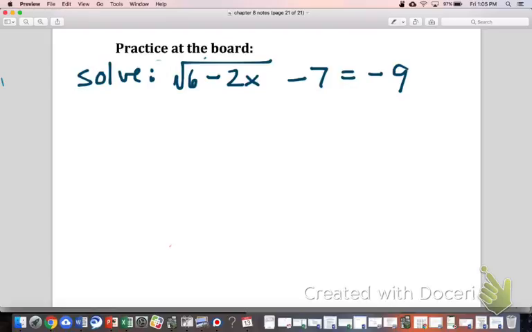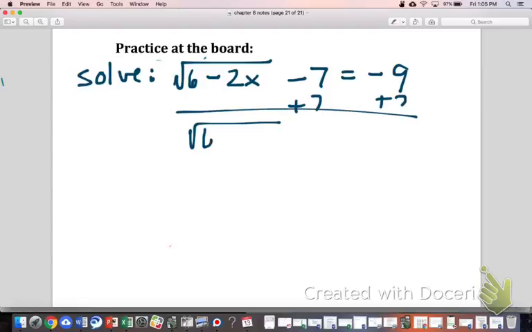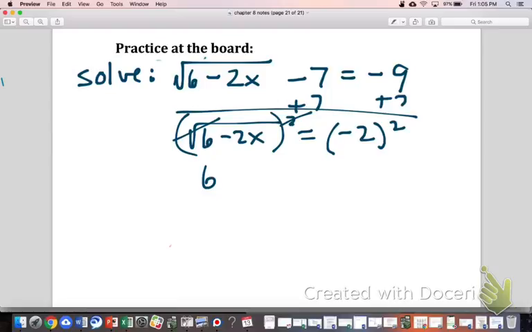I hope you're listening. Before I try to square both sides or square anything, to be honest with you, I need to get the radical expression all by itself. The way that I do that is to add 7 to both sides. When I add 7 to both sides, I get square root of 6 minus 2x equals negative 2. And now that the radical is by itself, now is when I square both sides. So I will square the left side, and I will square the right side. The radical and the square do cancel out now. 6 minus 2x is equal to positive 4.